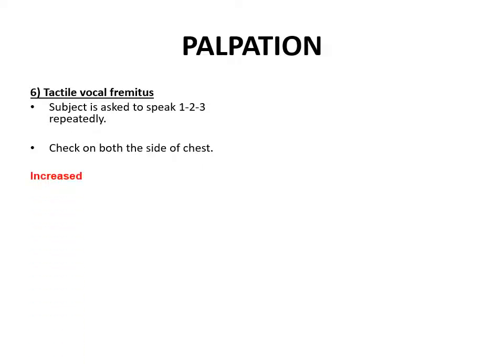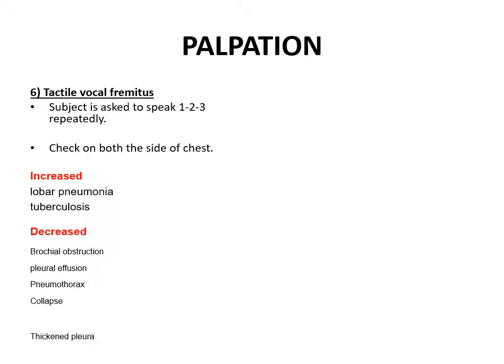So what are the causes where tactile vocal fremitus increases? It is in lobar pneumonia and tuberculosis, whereas it decreases in bronchial obstruction, pleural effusion, pneumothorax, lung collapse and thickened pleura.